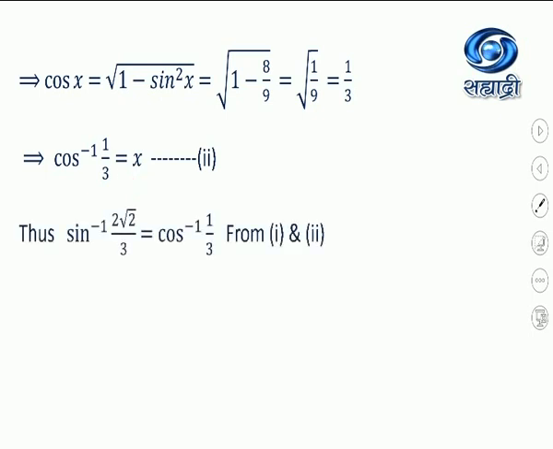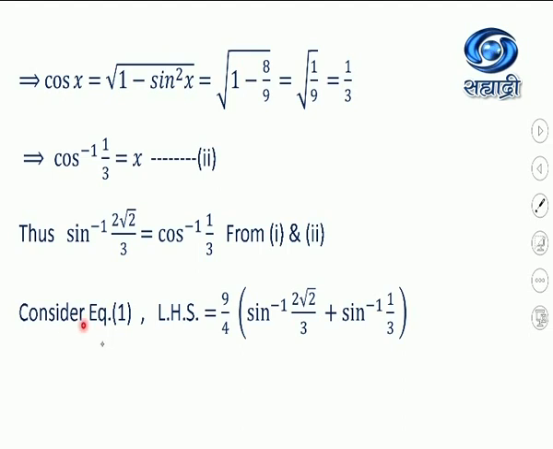Call this as 2. Thus, sin inverse 2 root 2 upon 3 is cos inverse 1 upon 3, from equations 1 and 2. Now consider equation 1. LHS is equal to what? Both the terms in LHS have 9 by 4 as the common factor. We take it outside the bracket, and this is 9 upon 4 times sin inverse 2 root 2 upon 3 plus sin inverse 1 upon 3.